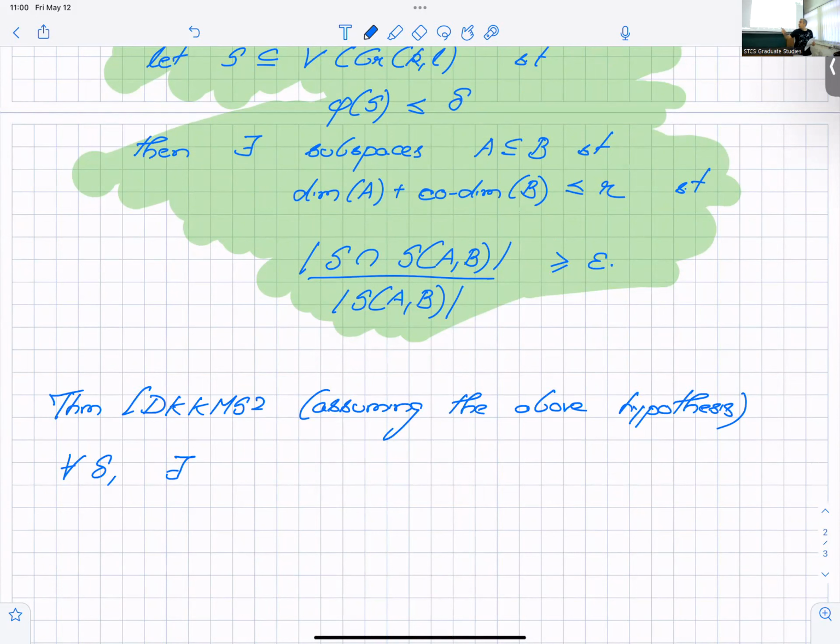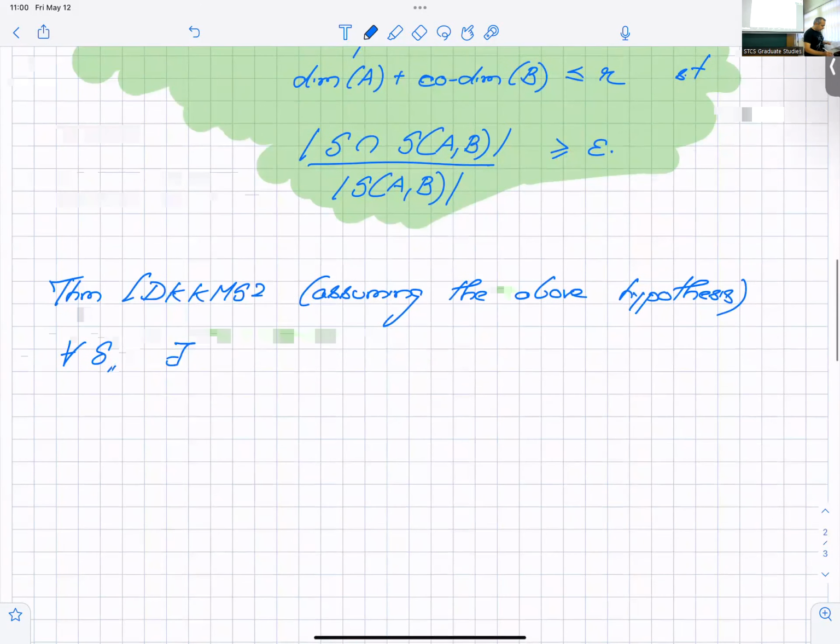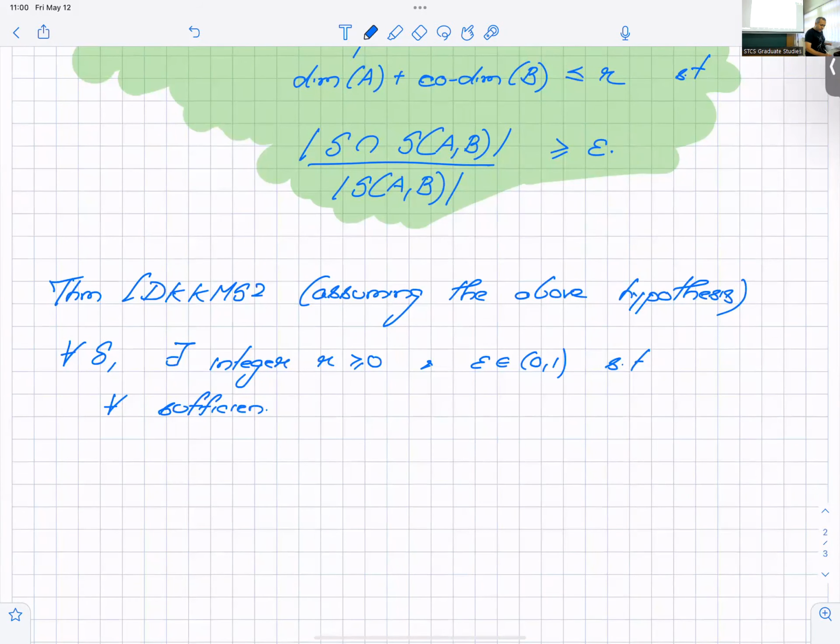But let's take the hypothesis. What does that give for the test? That gives the following thing for the test: that there exists an integer r greater than or equal to 0, and an epsilon in (0, 1), such that for all sufficiently large L and K larger than L, the following holds.